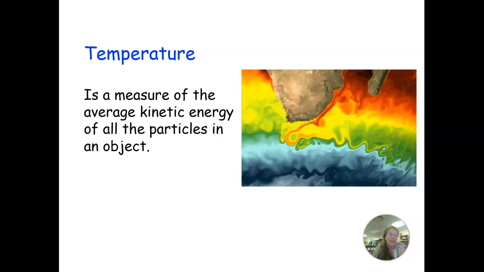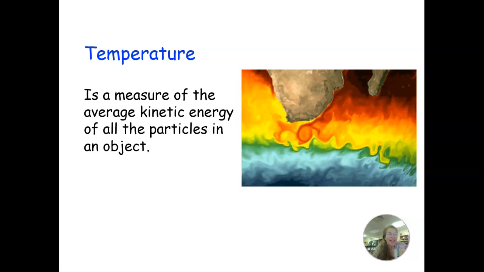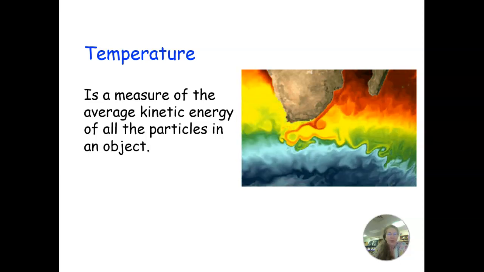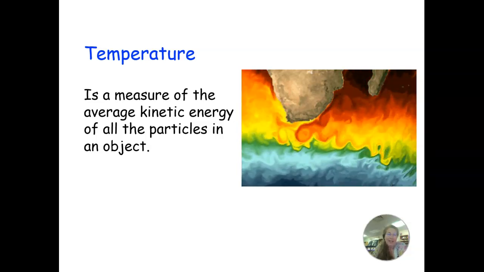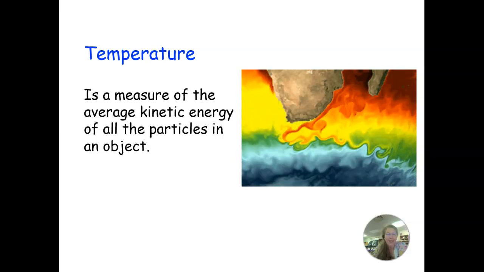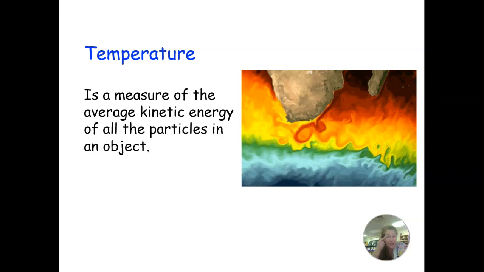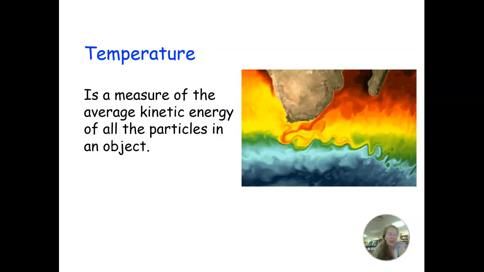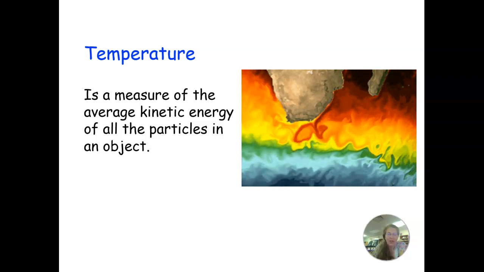So temperature is a measure of the average kinetic energy of all the particles in an object. So we're going to learn the difference between temperature and heat. A person without a science background isn't going to see the difference between the two words, but in science they do have different meanings. And so we can use temperature to help us watch phenomenon.